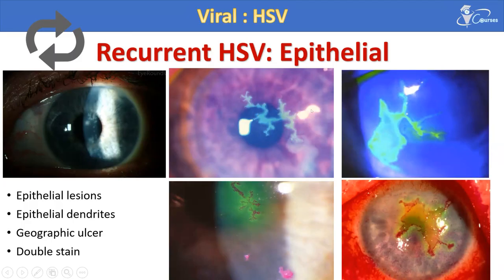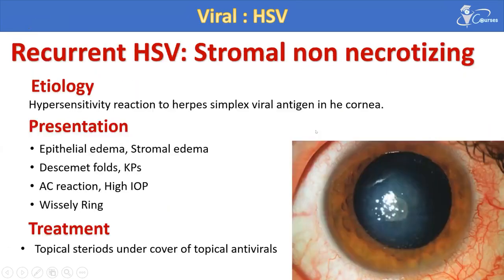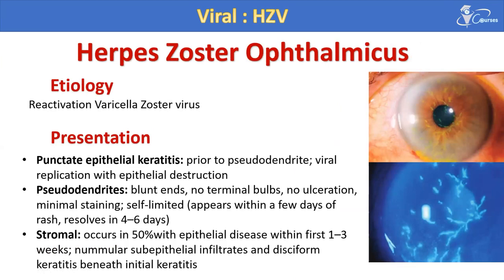Terminal knobs. But for the herpes zoster, there are no terminal knobs or terminal bulbs. There is just a blunt end or tapering end. These tapering ends are for the herpes zoster ophthalmicus, not for the herpes simplex. There is no ulceration. There is minimal staining or a self-limited condition.